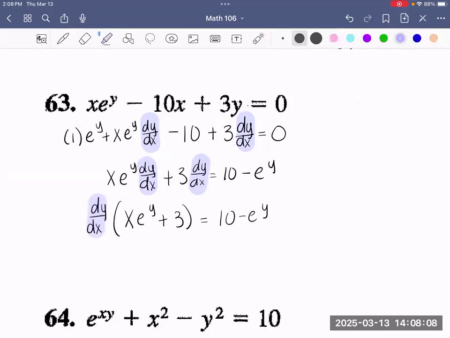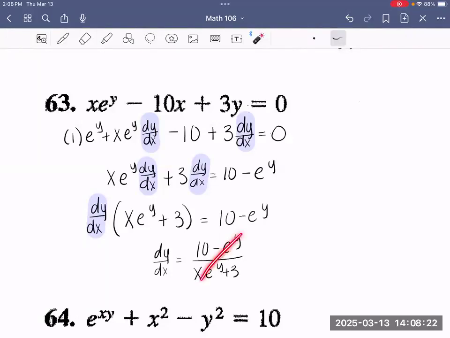Now that there's one of them, we can go ahead and divide by your parentheses. And there you go. And no, these e to the y's do not cancel like that. They would all have to have that in common. But that is your implicit differentiation.